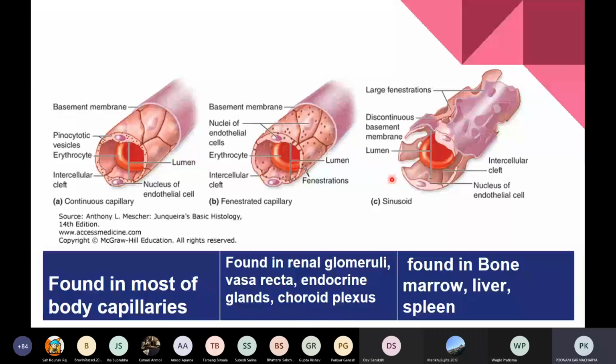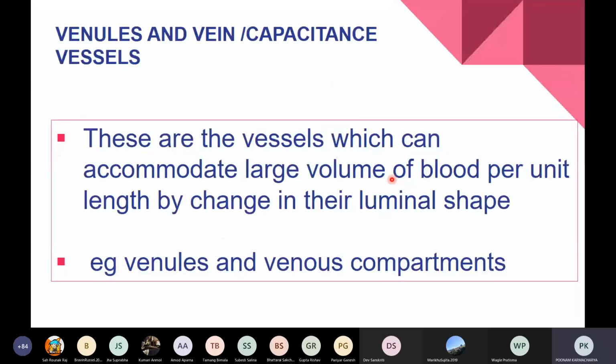So these are the Windkessel vessels, then these are the resistance vessels, and these are the exchange vessels, right? And what is a capacitance vessel? Veins and venules are the capacitance vessels. Why are they called capacitance vessels? These are the vessels which can accommodate a large volume of blood per unit length by change in their luminal shape.